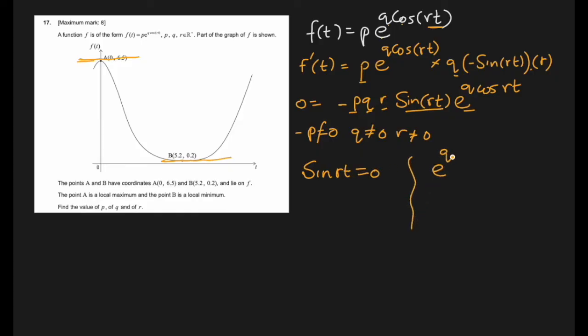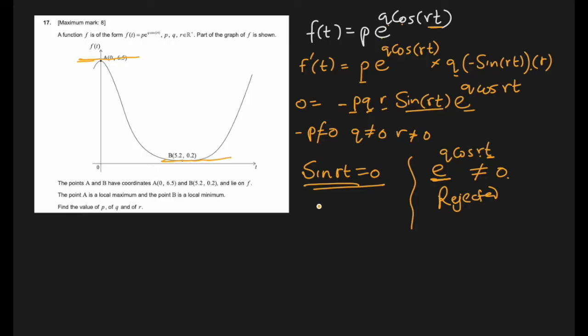But e to the power q cos RT can also not be equal to 0. Why? e is a constant, 2.71828. No matter what its exponent is, it will never be equal to 0. Even if t is 0, r is 0 or q is 0, e to the power 0 is 1. It is not 0. So this is also rejected. So this is the one which will come to our rescue.